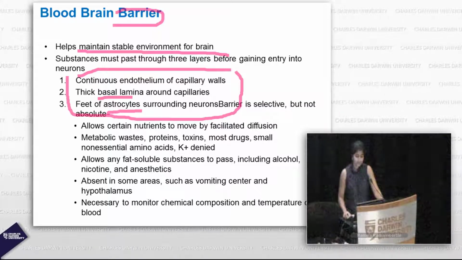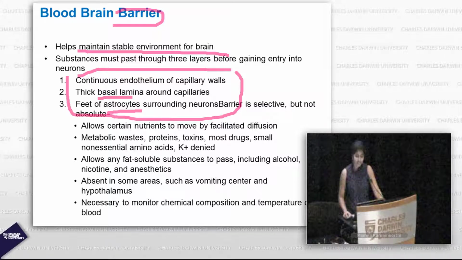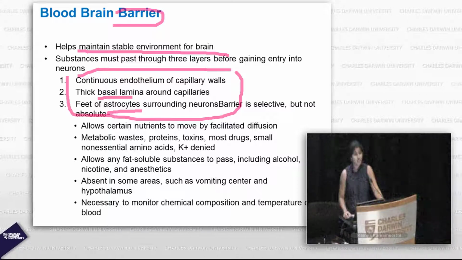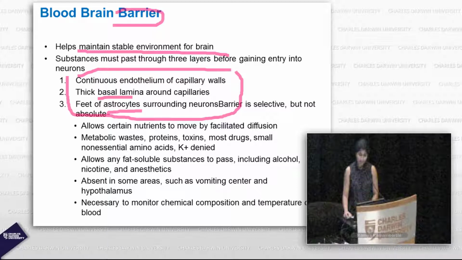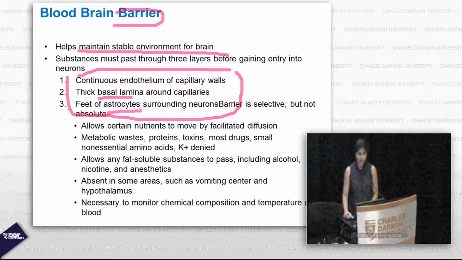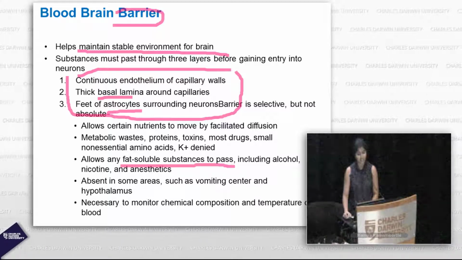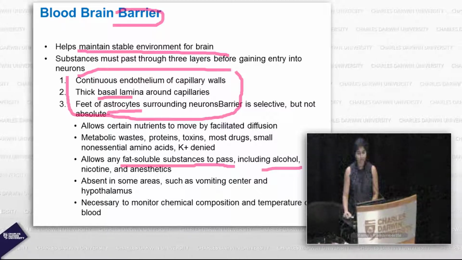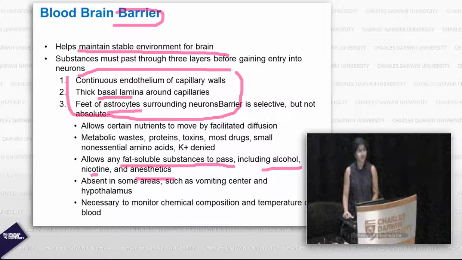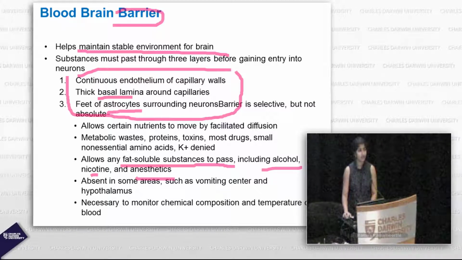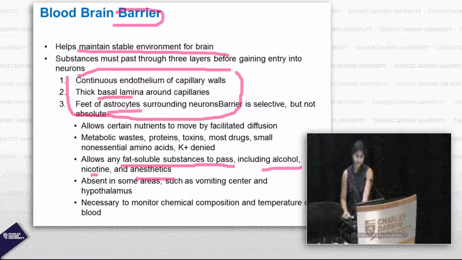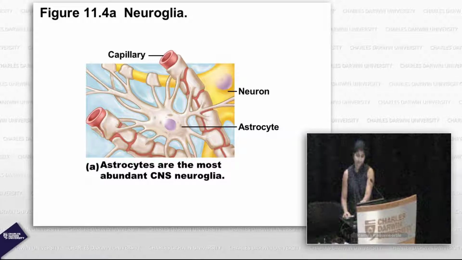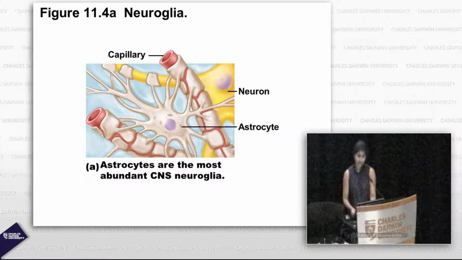But there are certain substances that can actually cross the blood-brain barrier. For example, fat-soluble substances can pass, including alcohol, nicotine, and anesthetics, and enter into your CNS. Okay. So this is an astrocyte, protecting the neurons.